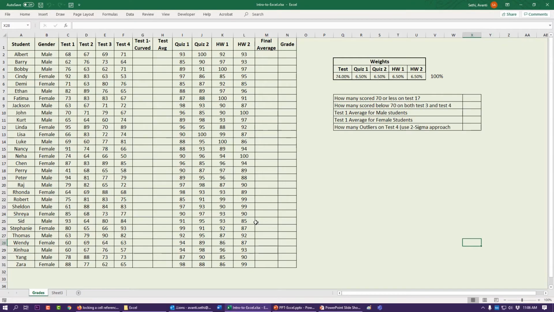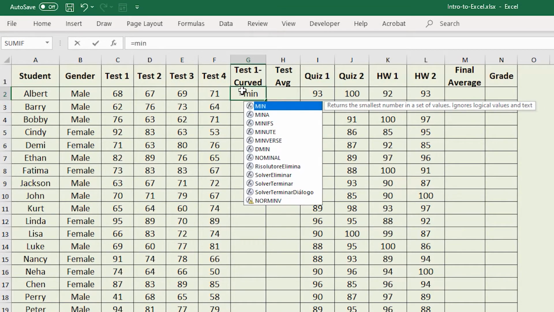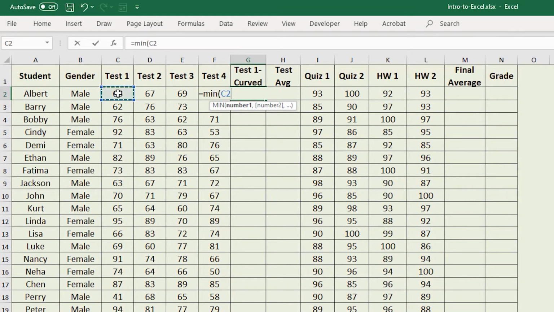Okay, so test 1 curved. We're going to give everybody 10 points, but the max will be 100 points. Equal to MIN of this plus 10, and 100. That's it. So MIN means it will be either 100 or this number, whichever is the lower number. So in this case, the lower will be 78. Now let's copy it down first and see what's happening.